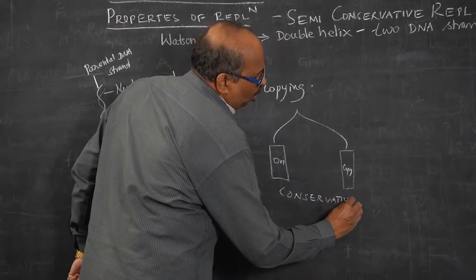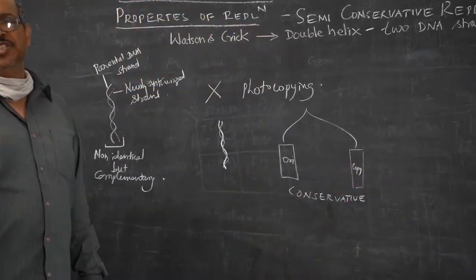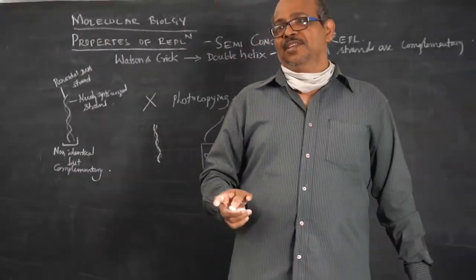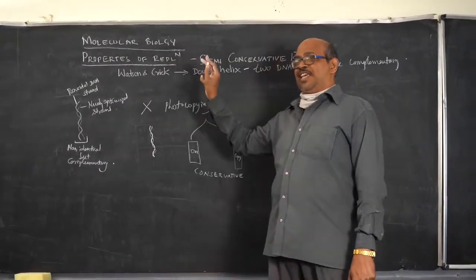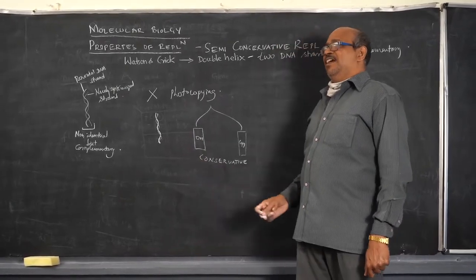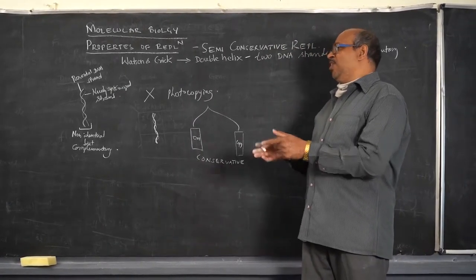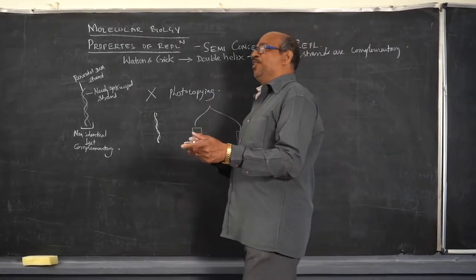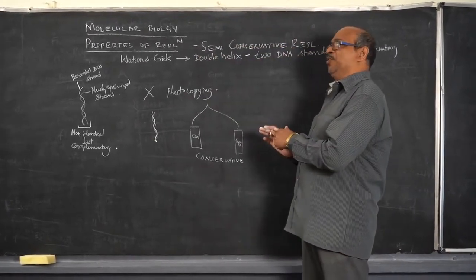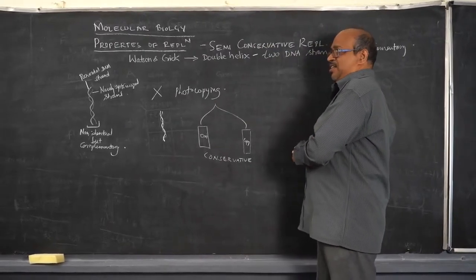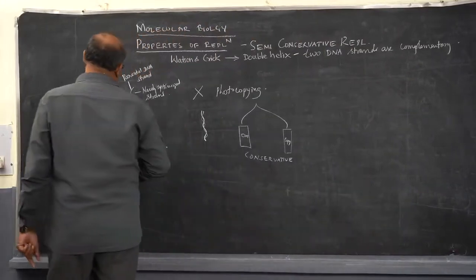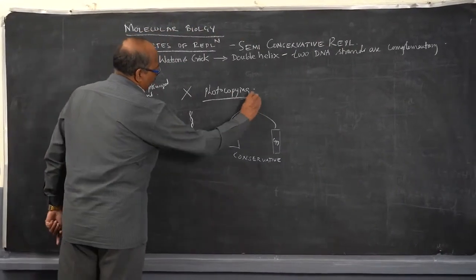So we go for the photocopying analogy for a simple reason. Our original is not modified; the original will be retained along with the copy. So your original will always be safe. Here, your original is not safe, because of the original molecule, half the strand will be transferred to the next generation daughter cell, and the remaining half will be transferred to another daughter cell. So that's why it is a semi-conservative mechanism, but it is not photocopying.